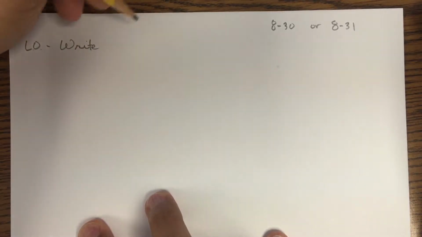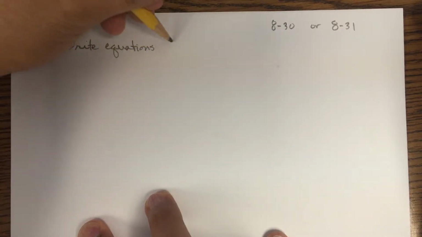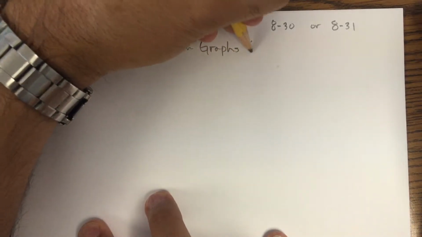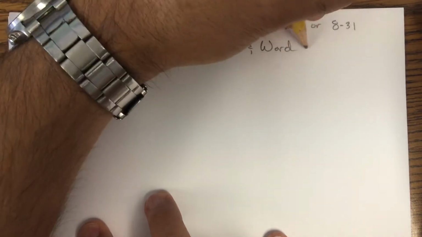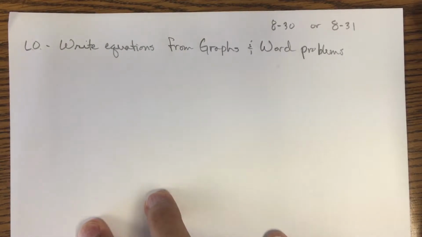Our learning objective today, and you can simply write LO for learning objective, is we need to write equations from graphs and word problems. So if I give you a graph, you need to be able to write the equation. If I give you a word problem, you need to be able to write the equation.